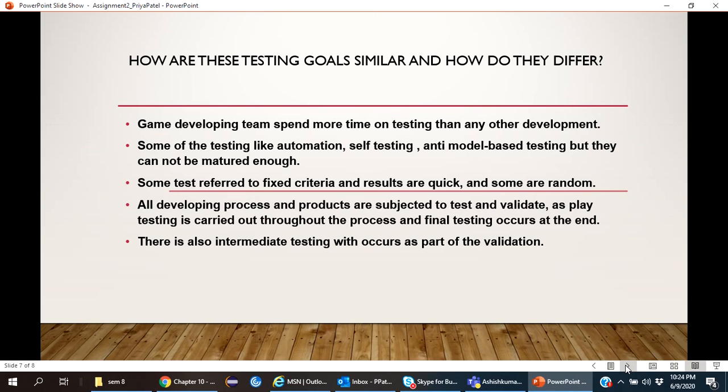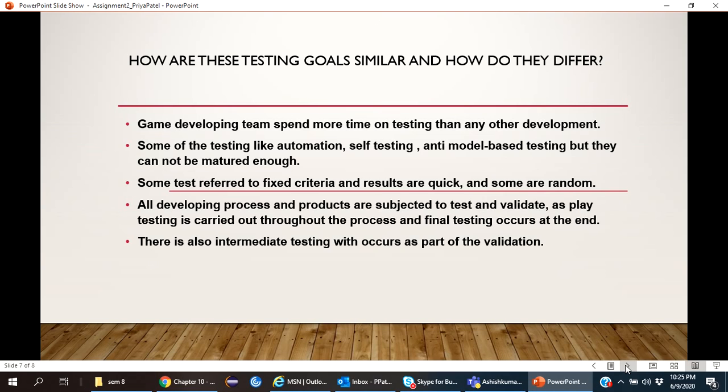Game development teams spend more time on testing than on any other development, because it is mainly based on performance, right? A game is mainly focused on its performance. If the performance is not good, then the game is of no use. So more time is spent on testing in game development.